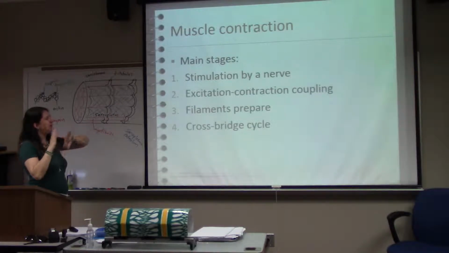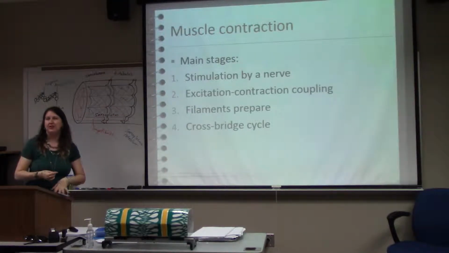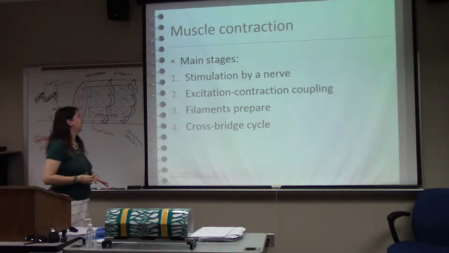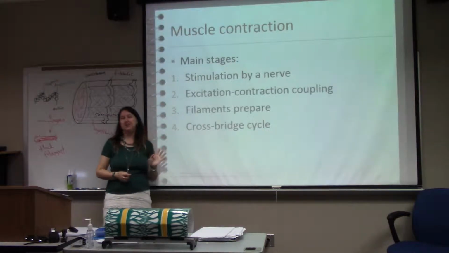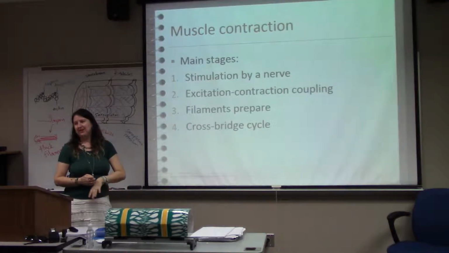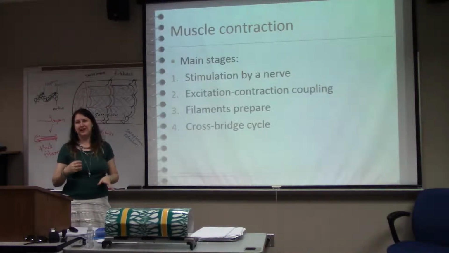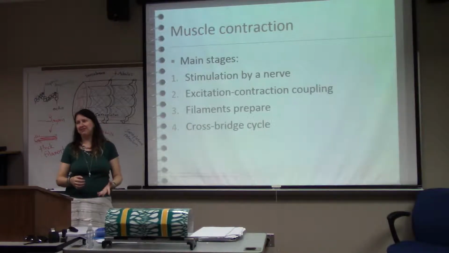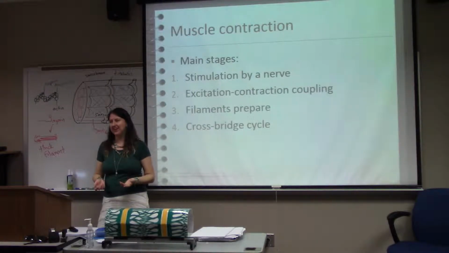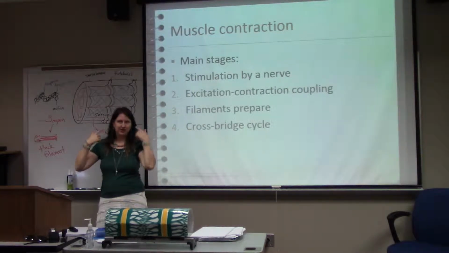So there's 4 major stages to muscle contraction. First, the muscle needs to be stimulated by a nerve. It doesn't contract without something telling it to. When you get involuntary contractions, your nerves are telling it to, but they might be going wrong and telling it when your brain didn't.